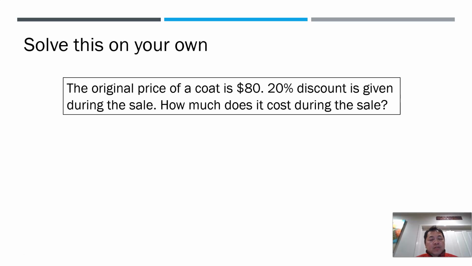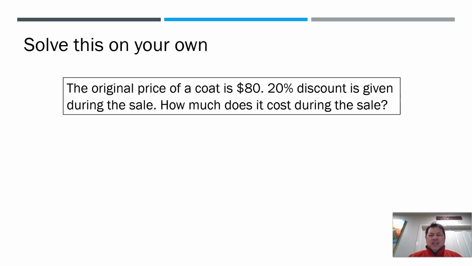Okay, this is a very interesting one. It's slightly different from the two that we have answered earlier on. I'm just giving you this interesting question because later on you will need to know this skill. So the original price of a coat is $80. A 20% discount is given during the sale. How much does it cost during the sale? I'm sure all of us enjoy sales, isn't it?